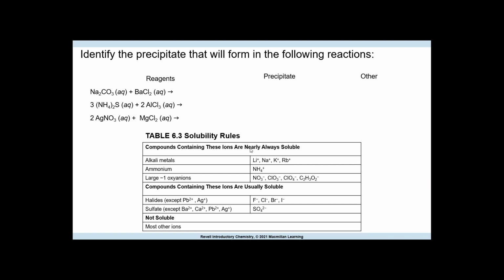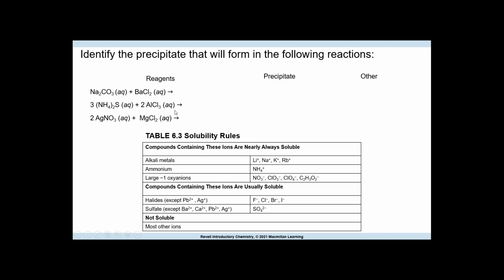All right, so identify the precipitate that will form in the following reactions. This is one of theirs, because this is that ugly table and I don't like it. But it doesn't matter. It wants you to complete this. So you're going to have to visually switch these over.